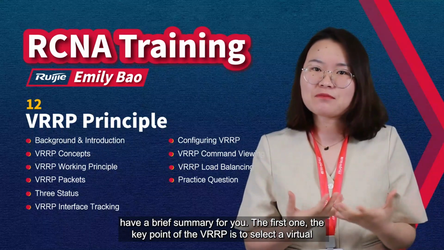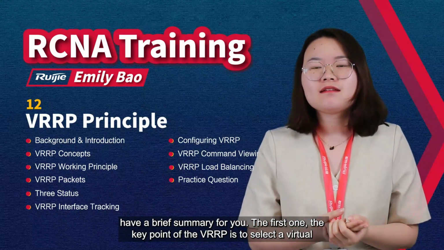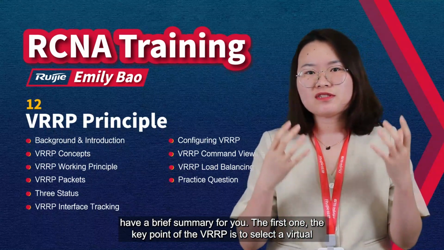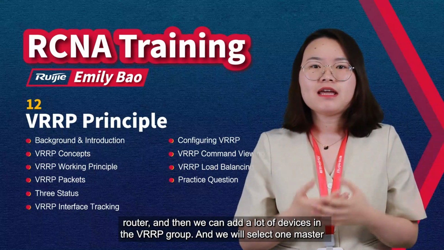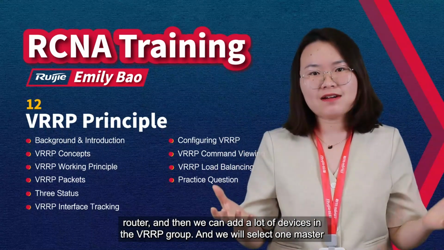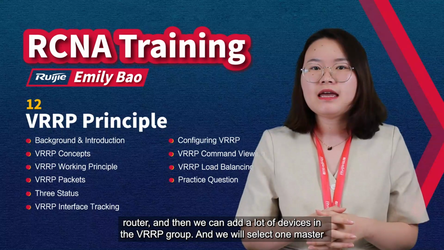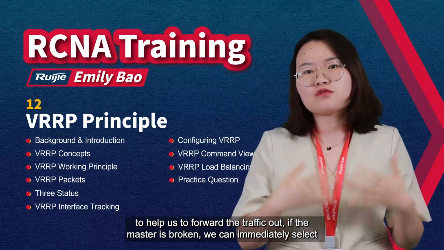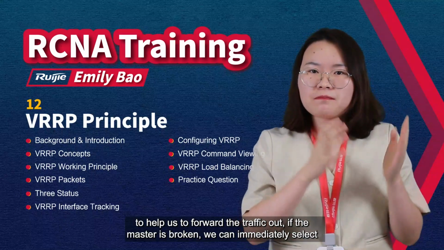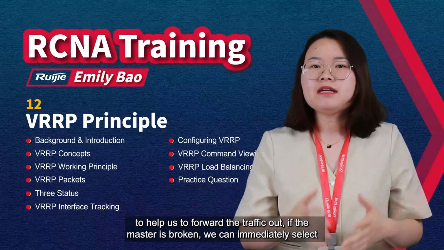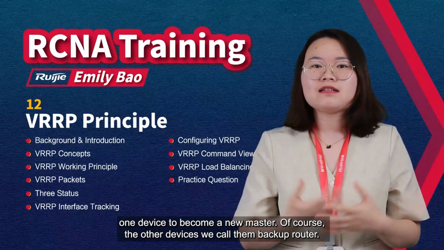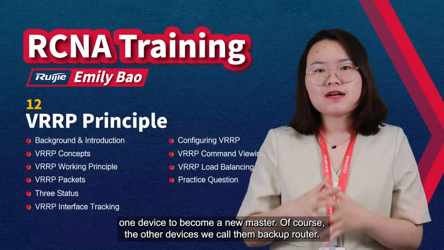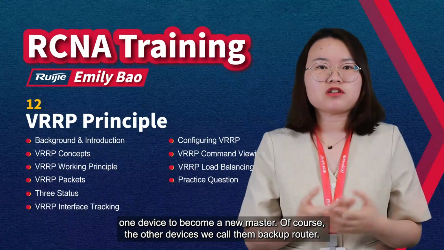Hello guys! I think now you already know the detailed principle of the VRRP protocol. Let's have a brief summary. The first one, the key point of the VRRP is to select a virtual router, and then we can add a lot of devices in the VRRP group. And we will select one as master to help us forward the traffic out. If the master is broken, we can immediately select one device to become a new master. Of course, the other devices we call backup routers.